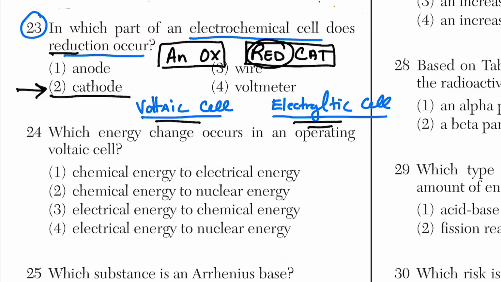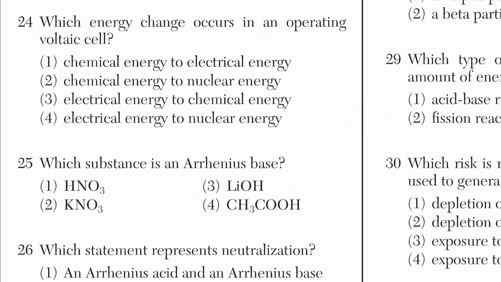And oxidation always occurs at the anode, again, whether you're on the battery or not. So it's a nice way to remember that. 23 is choice 2. On to number 24.